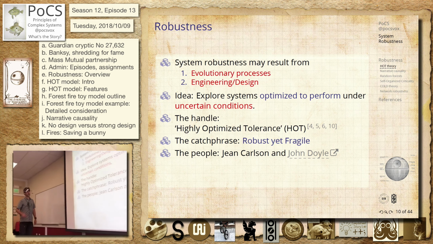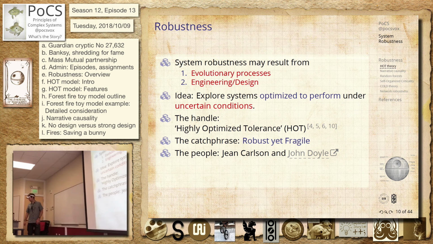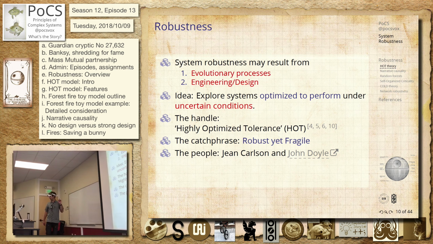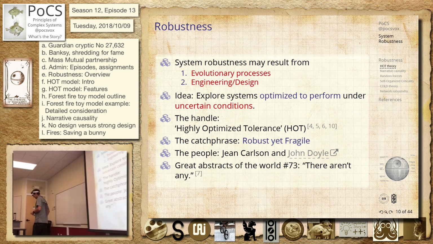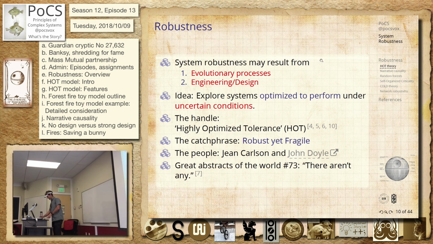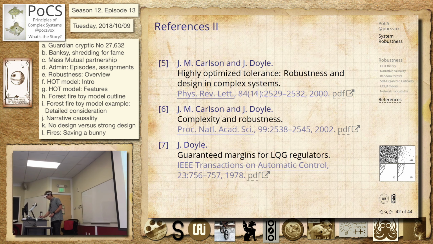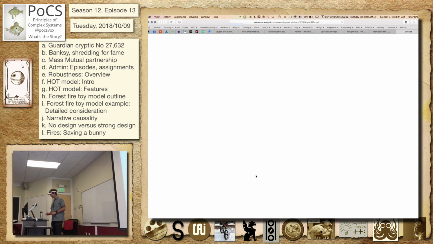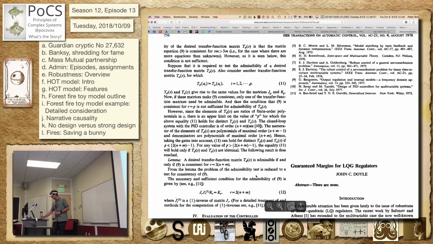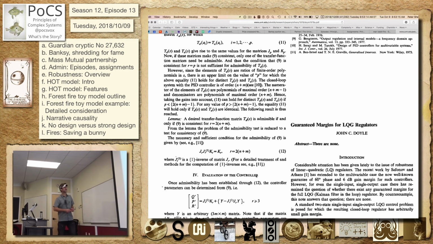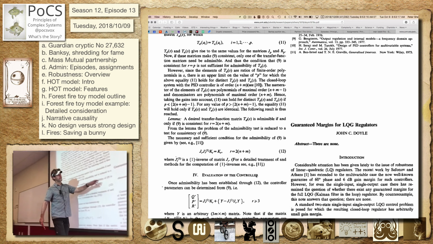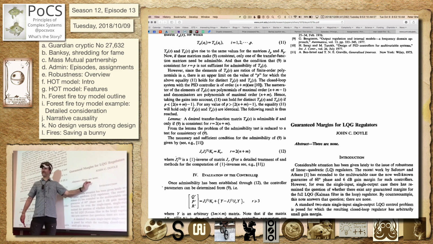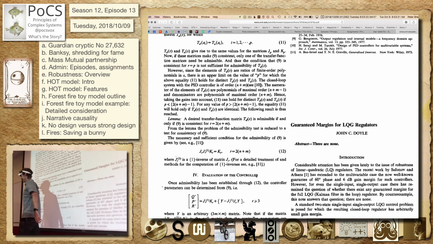So there's Gene Carlson, he's a famous physicist, geophysicist at UC Santa Barbara. John Doyle. Let's see if I can find Doyle things. Doyle's quite funny. So this is one of his papers. Let's see. This is his first paper, actually, I think. It's a ridiculous character. This is a strong work. Guaranteed margins for whatever this is. Abstract, there are none. That's it. That's the abstract.